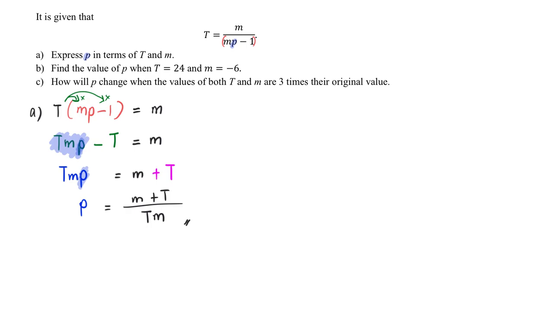Part B, find the value of P when my T is 24, M is negative 6. So all you have to do is just to substitute 24 and negative 6 into the formula. And you should get the following answer. This will be equals to negative 1 over 8.